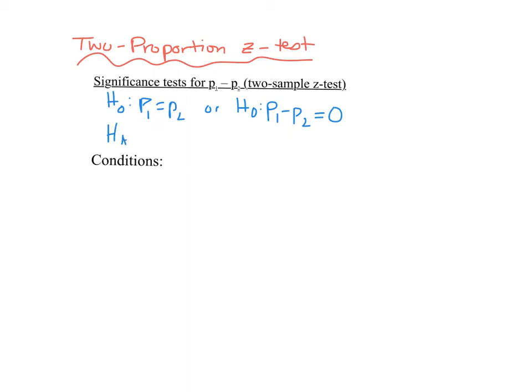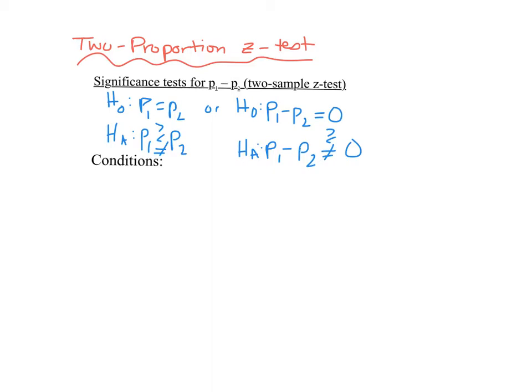The alternative is pretty much always going to be P1 is either greater than, less than, or not equal to P2. And then the other way that you could write it is like this. There have been rare occasions when there have been problems where it's been subtraction, it's been something other than 0, but that happens so rarely that we won't really focus too much on it. One of those might come up at some point, but it's unlikely.